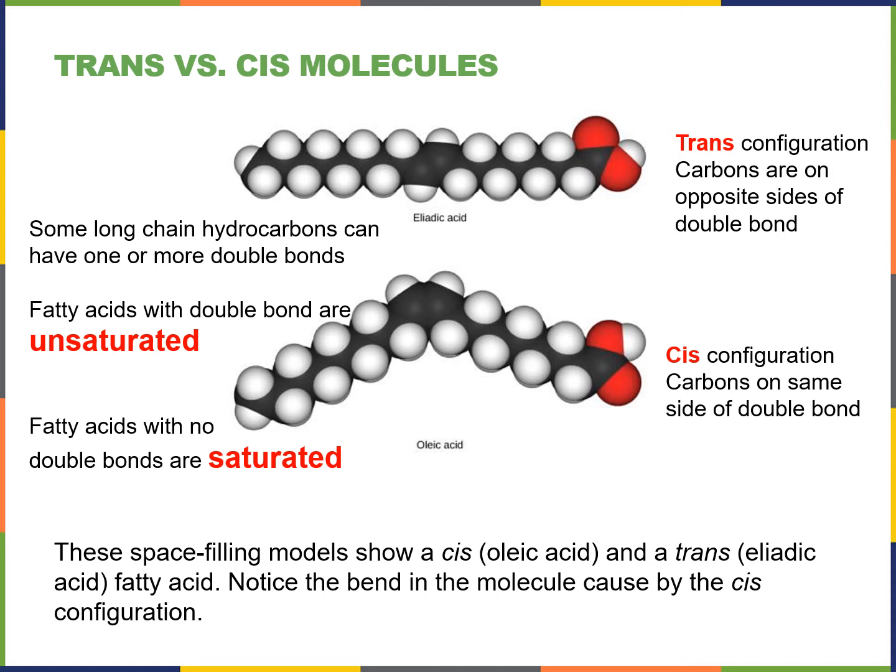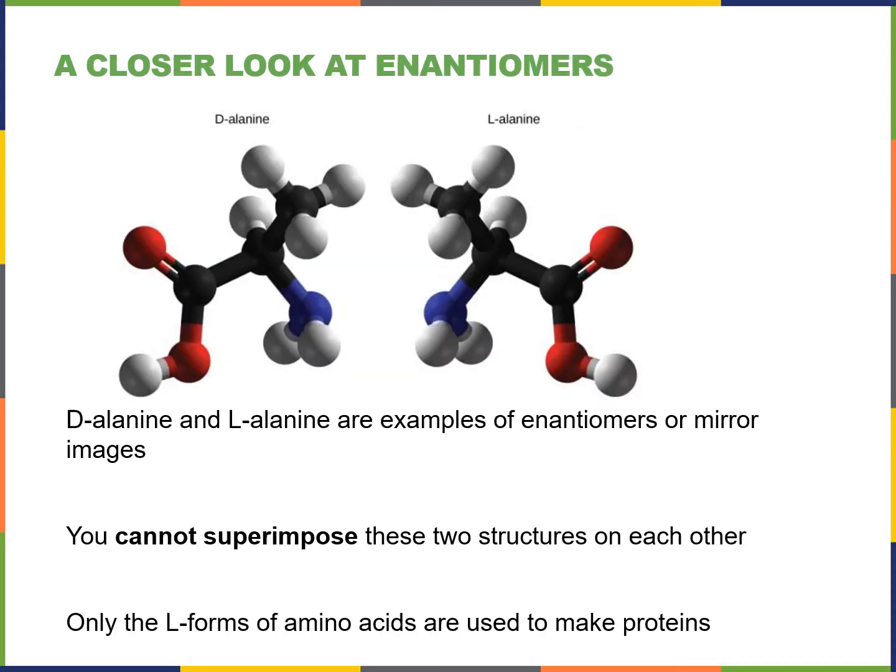Does it have all the hydrogen possible? Are some missing because you have a double bond? Shape dictates function. The two acids will act differently. The enantiomers that I skipped ahead on, sorry about that. Mirror images. D-alanine, L-alanine. They kind of look the same, just like when you're looking at yourself in the mirror, you see everything in reverse. Same here.